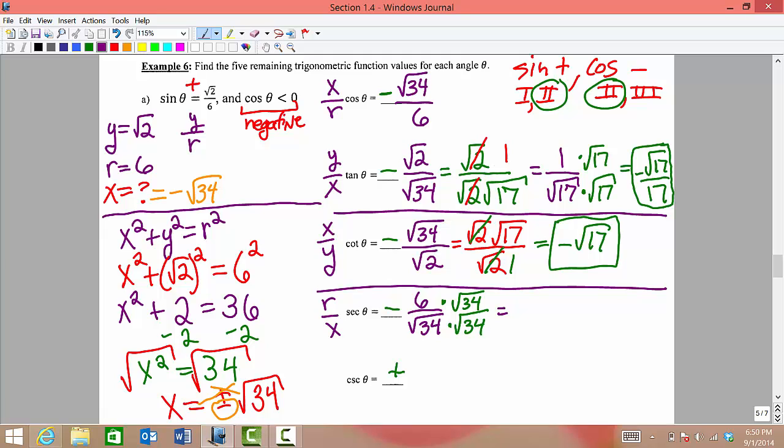And that gives 6 times the square root of 34 all over 34. And now 6 and 34 have a common factor of 2, so we will cancel out a common factor of 2. That leaves us with 3 on the top and 17 on the bottom. And it was negative to begin with, so we end up with negative 3 square root of 34, all of that divided by 17.